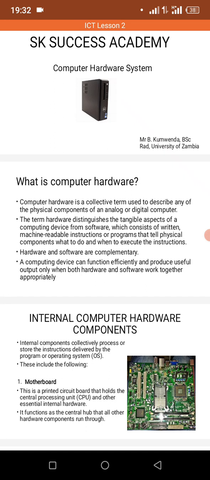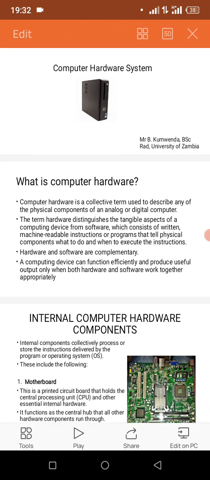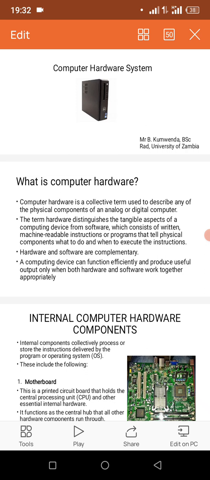Okay, as we said earlier, we are going to start from the computer hardware system. What is a computer hardware system? A computer hardware system is a collective term used to describe any of the physical components of an analog or digital computer. The term hardware distinguishes the tangible aspect of computing devices from software, which consists of written, machine-readable instructions or programs that tell the physical components what to do and then execute the instructions.